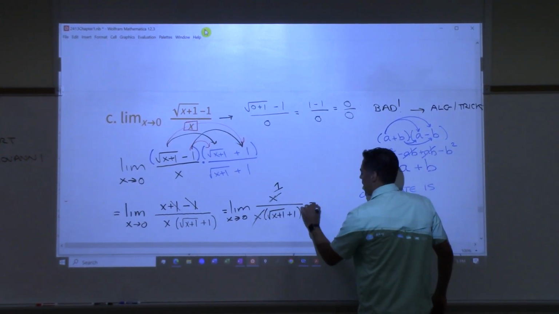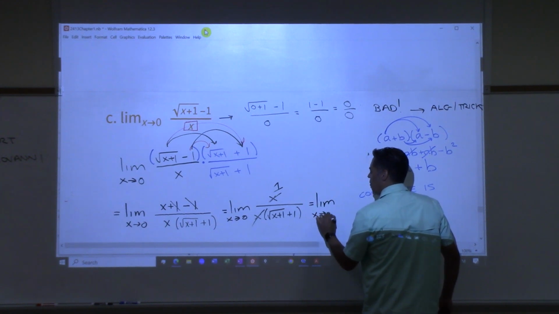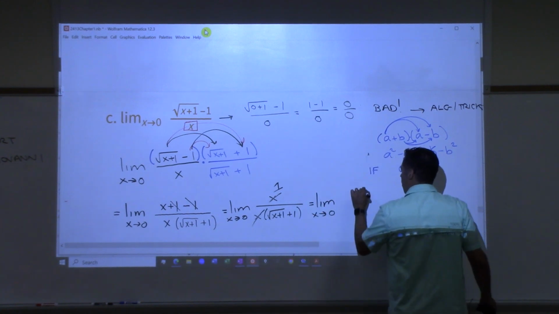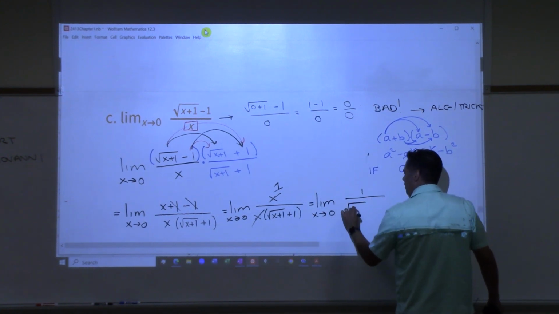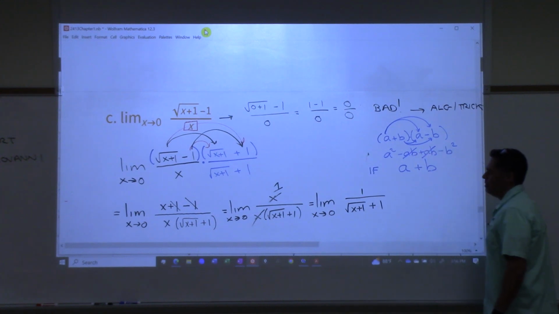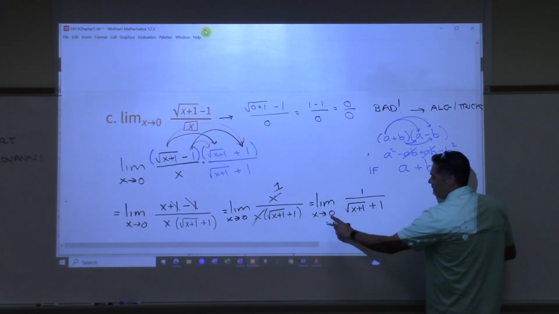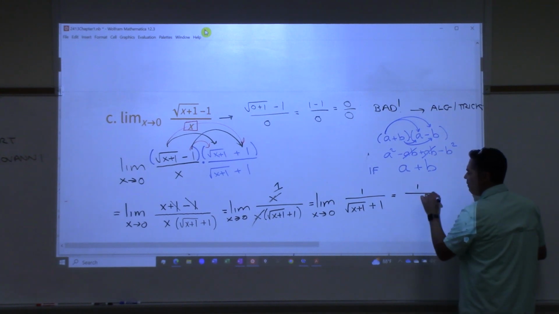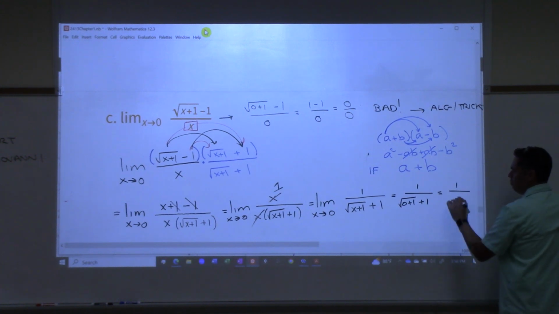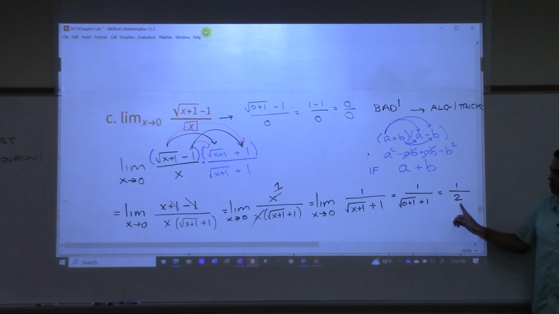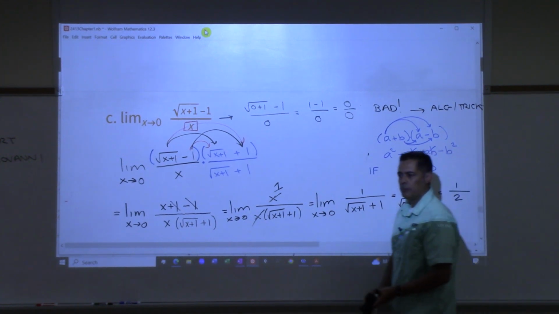One more step. Limit as x approaches 0. 1 on top. I don't need the parentheses around this anymore because that x out front went away. And now I should just be able to do direct substitution. I should no longer have division by 0. So 0 goes in here, no more limit: 1 over square root of 0 plus 1, plus 1, which is 1 over 2, 1/2. Square root of 1 is 1, 1 plus 1 is 2, 1/2.